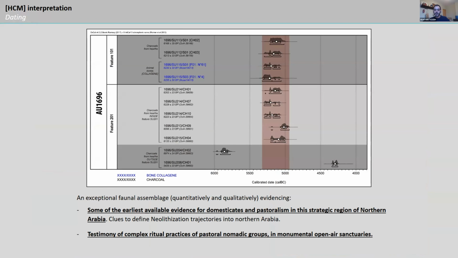The radiocarbon dating was achieved on multiple material sources from the Mustatil excavation, basically on charcoal remains from the different hearths identified, as well as on collagen from the animal bones of the faunal deposit itself. All the dates are very consistent, and they point to a construction and use of the Mustatil during the Neolithic at circa 5200 cal BC. So these results provide, therefore, some of the earliest evidence available for domesticates and pastoralism in this strategic region of northern Arabia, and they fit actually very well with the data presented by Melissa yesterday.